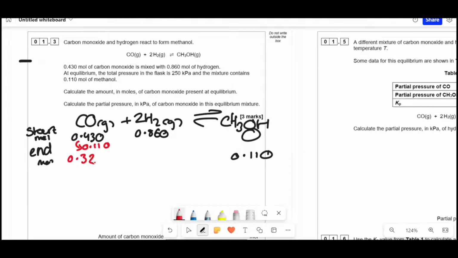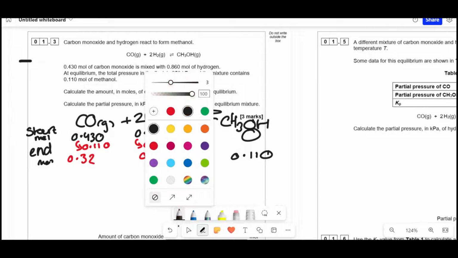Now let's look at our hydrogens. The methanol has gone up by 0.110, so the hydrogen must have gone down by a certain amount. Because it takes 2 of these to produce one of those, it must have dropped by 2 lots as well. So this would be minus 0.110 times 2. So you would do 0.860 minus 2 lots of 0.110, which is 0.64 moles. Actually, to be honest, I don't think we needed to do that, but whatever, I'm just doing it anyway.